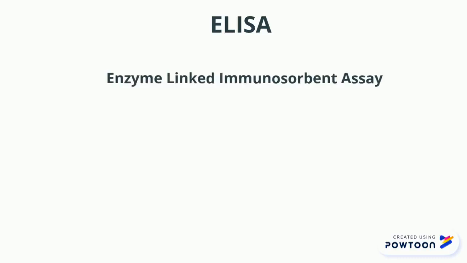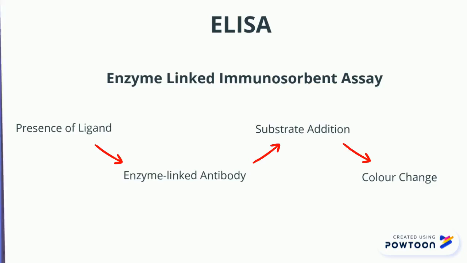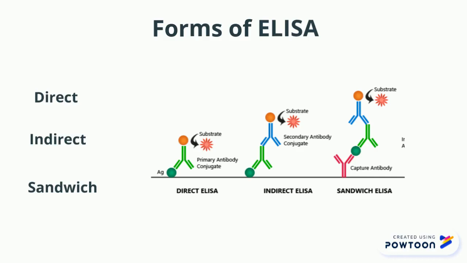ELISA, also known as enzyme-linked immunosorbent assay, is an assay that usually uses a solid-phase enzyme immunoassay to detect the presence of a ligand, usually a protein of interest, using enzyme-linked antibodies directed towards the protein, with enzyme-specific substrate addition to induce solution color change. There are three main forms of ELISA. There's direct, indirect, and sandwich ELISAs.